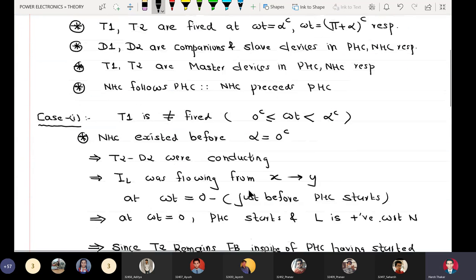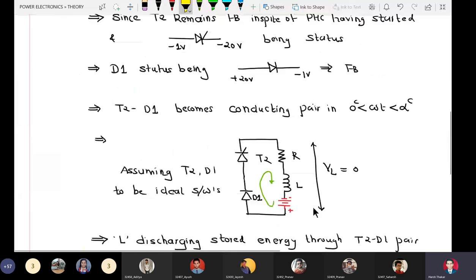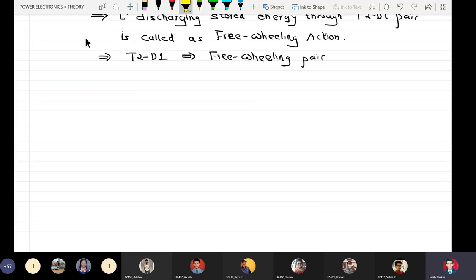Okay, so this case number 1, that is 0 to alpha, is very complicated, so it took a lot of time. Similar complicated case will come from pi to pi plus alpha. So now we go to case 2 where T1 is fired. There is nothing much to tell. Okay, so case number 2. Interval is omega t greater than or equal to alpha and less than pi radians.